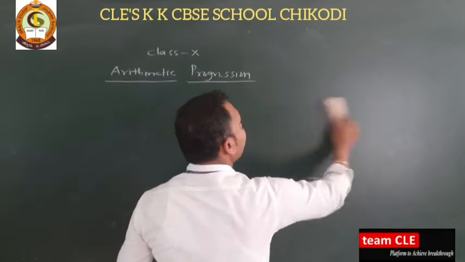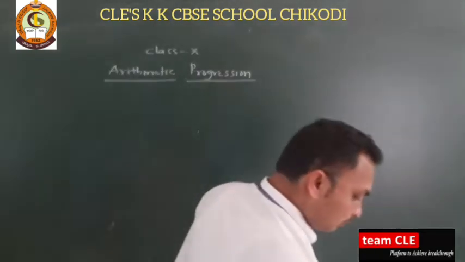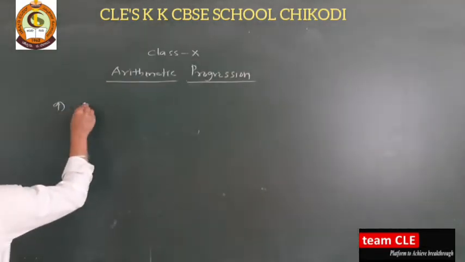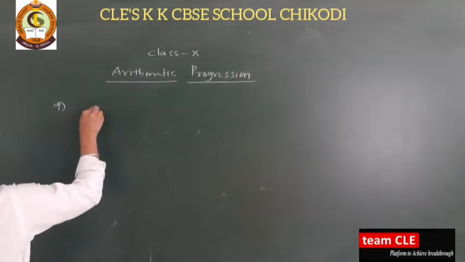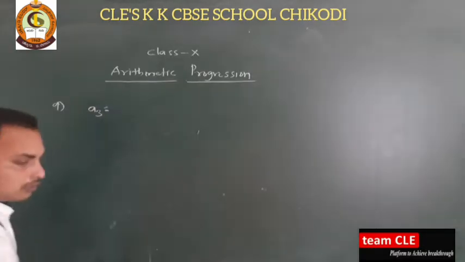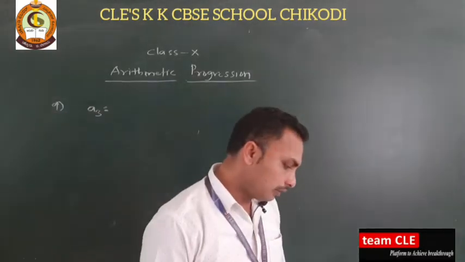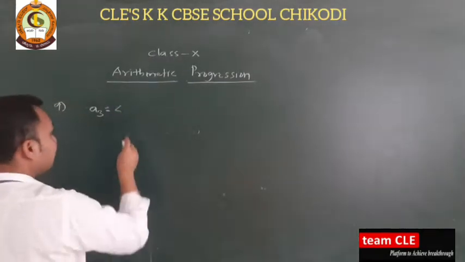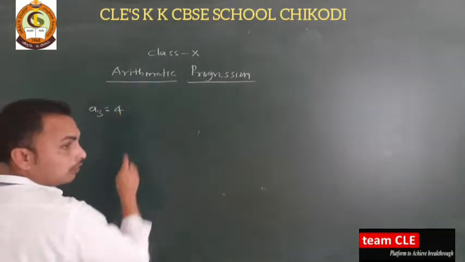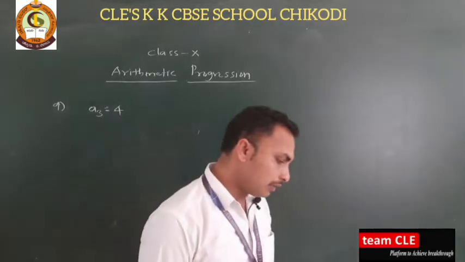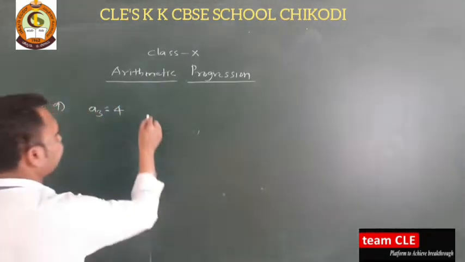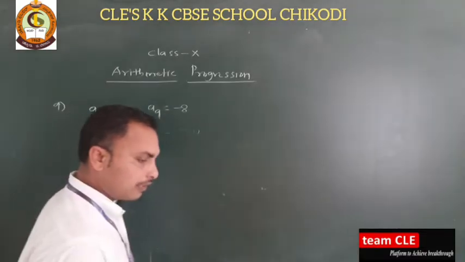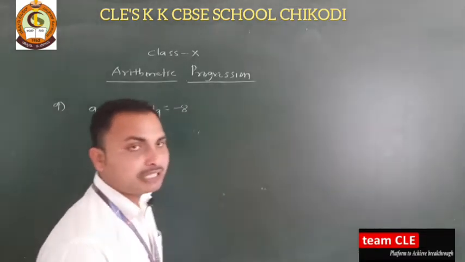Now question number 9. See what they are given. First we can write: the third term and ninth term. A3 is given as 4, the third term is 4. And next they are also given the ninth term, A9 is equal to minus 8, respectively. Which term of the AP is 0?